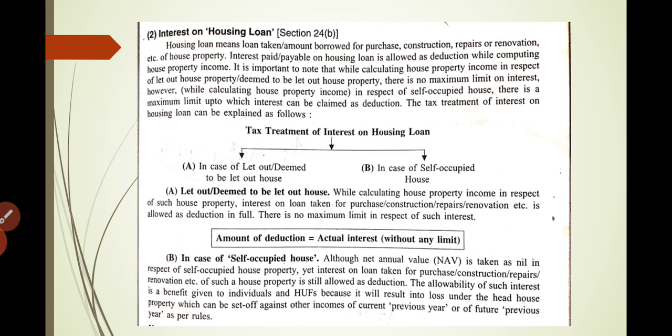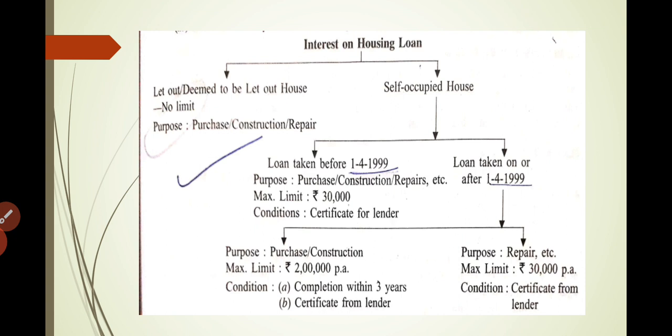Here is a summation chart of interest on housing loan, that is let out or deemed to be let out and self-occupied houses. In the case of let out or deemed to be let out houses, a full amount of interest is taken as deduction. There is no limit. Full amount of interest is taken as deduction.